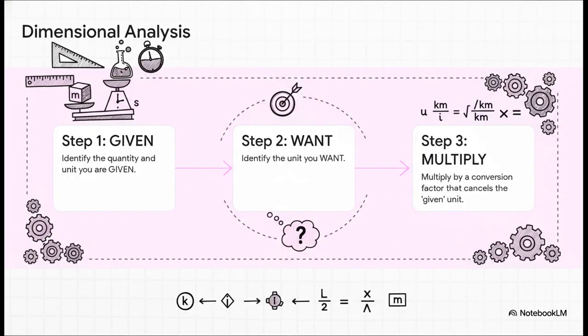And we use these conversion factors in a really powerful method called dimensional analysis. Now, don't let the fancy name scare you. It's really just 3 easy steps. Step 1, know what you have, your given unit. Step 2, know what you want to get to. And step 3, the magic step, multiply by a conversion factor that's set up so your old unit cancels out and you're left with the unit you want.